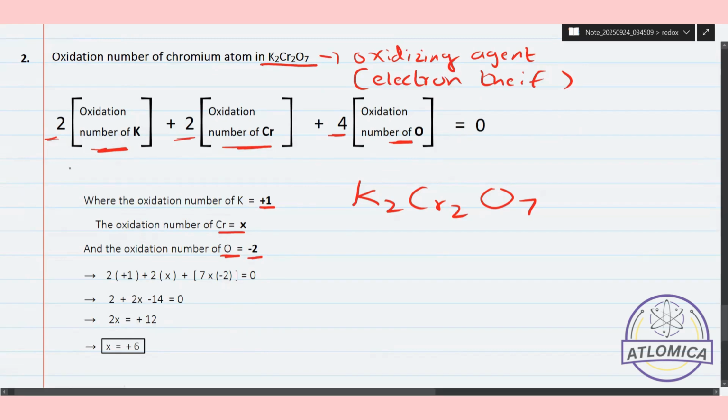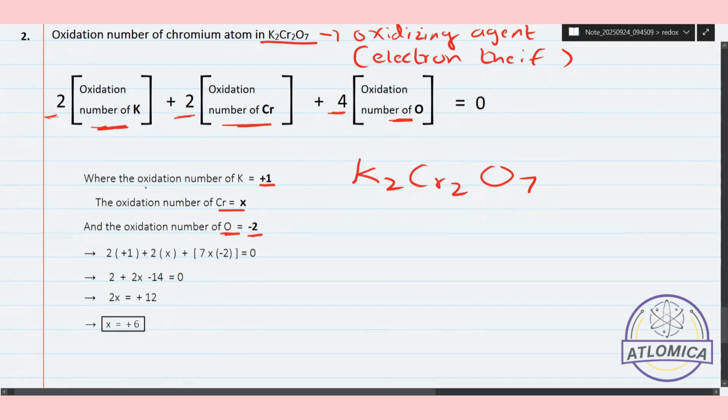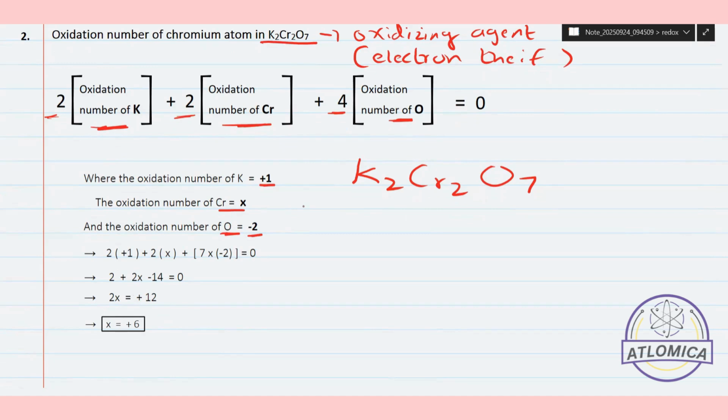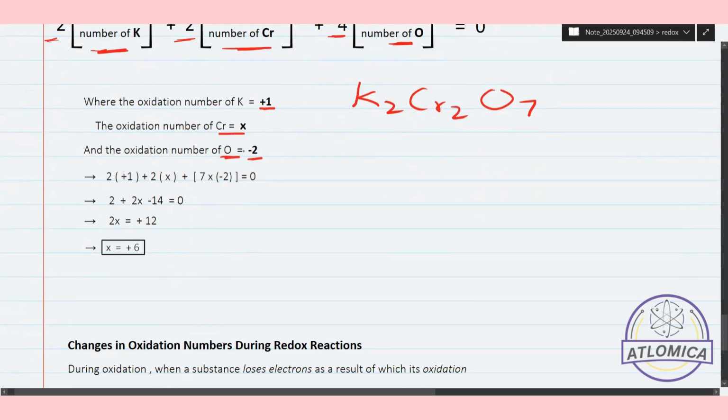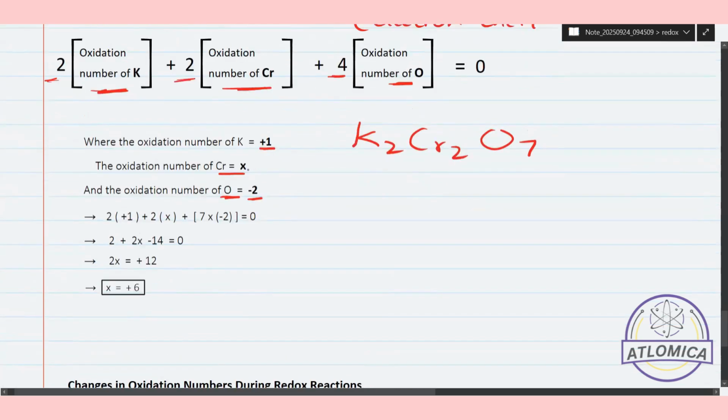From that, we see that for some elements, the oxidation numbers are fixed. Hydrogen is fixed, potassium is fixed, and oxygen is also fixed. Except in peroxides, oxygen has an oxidation number of -1, but that's not your concern right now. So we make an algebraic equation like this. This I have shown here.